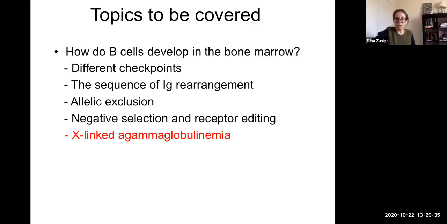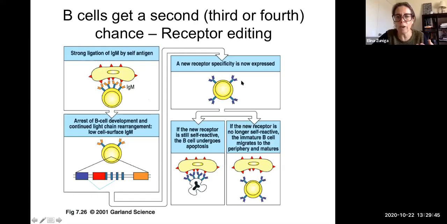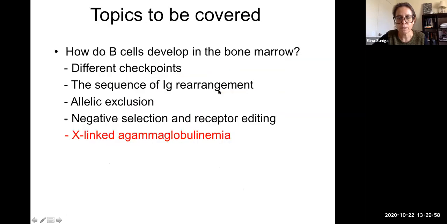The mechanism that eliminates self-reactive B cells in the bone marrow is called negative selection. And the mechanism that allows the generation of a new receptor specificity in developing B cells that are autoreactive is called receptor editing. Any question about that?